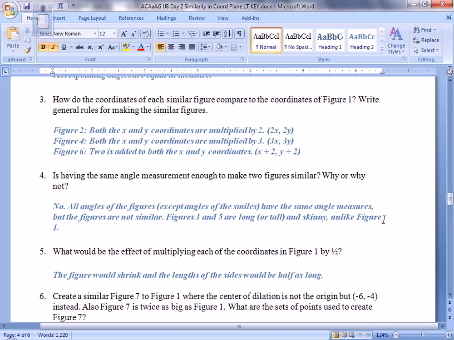Okay, any questions on 1 through 5? We good? All right. Number 6. You do not have to draw the picture, but I do want the rule and all the vertices. And then the second page is about similar figures, but it's focusing on triangles. And hopefully you'll discover what you have to know to verify that 2 triangles are similar.